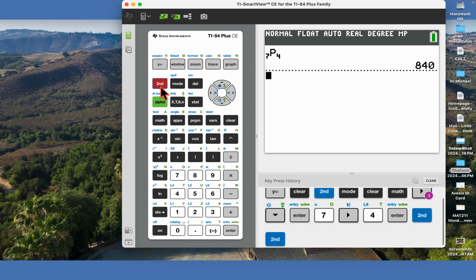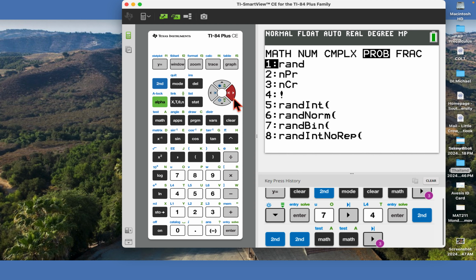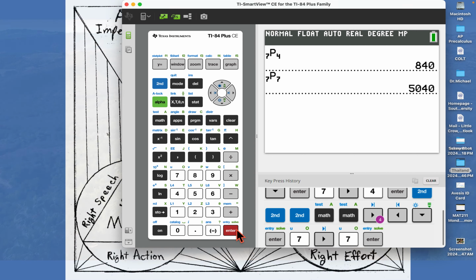I could have used it for that other one as well. Oh, it's not shifted. It's just the math key. Let's see, math key over to probability. nPr, 7 choose 7, or 5,040. So we get that same number.